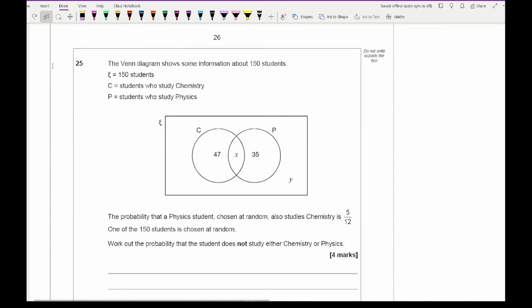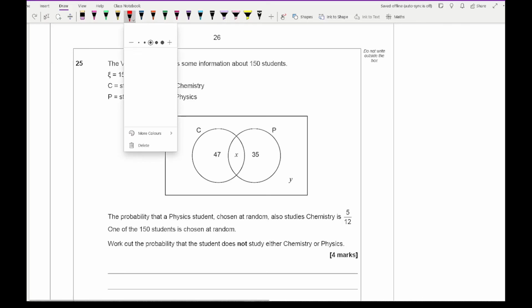For question 25, it says the Venn diagram shows some information about 150 students. And the question is saying that the probability that physics students chosen at random also studies chemistry is 5/12. One of the students of the 150 is chosen at random. Work out the probability that they do not study chemistry or physics. So for this, what we need to do is first of all find the values of x and y. Now, how do we do that? Well, we've just got to generate some equations.